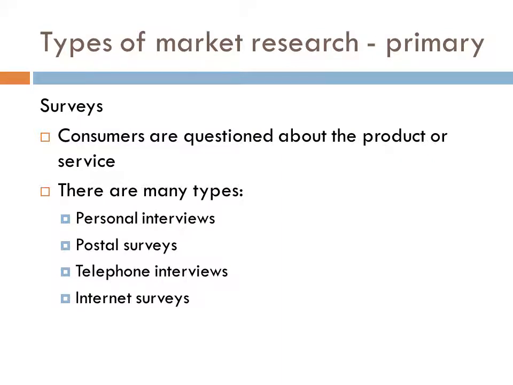Next type of primary research would be a survey. So consumers are questioned about products and services. They can take a number of forms, but usually involve completing a questionnaire that is designed to collate the characteristics and views of different types of customers. We'll look at different types of surveys here. So there are personal interviews, postal surveys, telephone interviews, and internet surveys even.